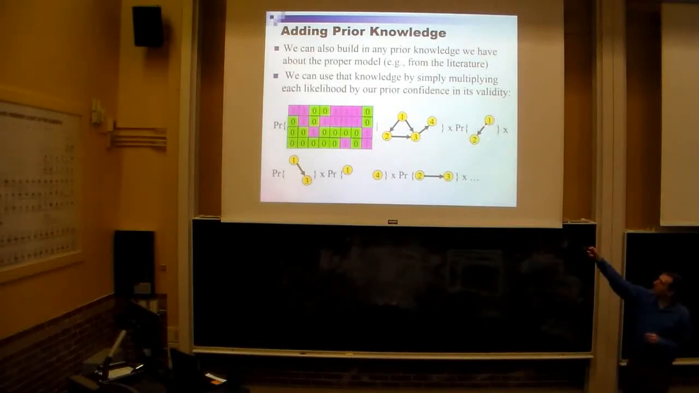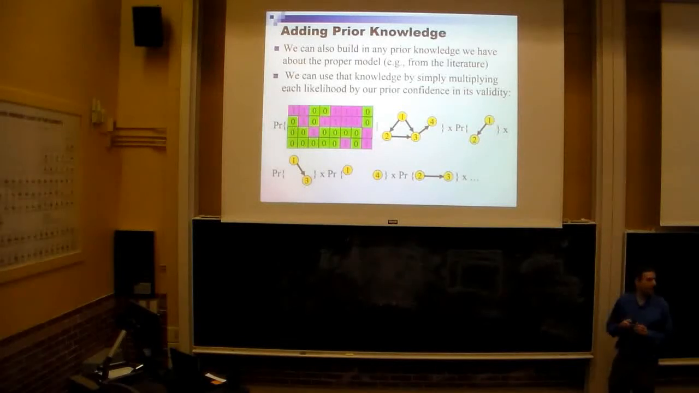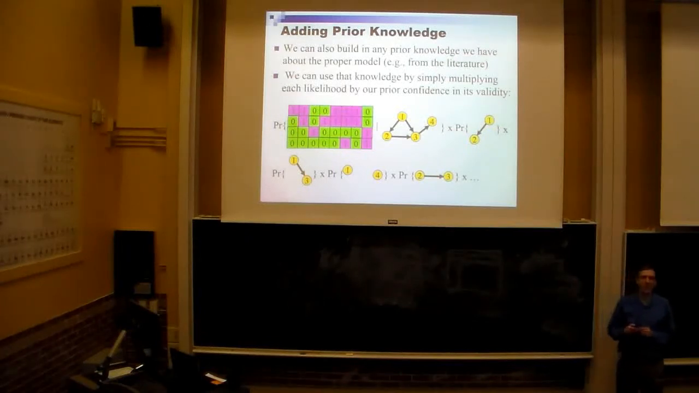So if we have a database that tells us that gene 1 regulates gene 2, we would want to decide how much confidence to put in that. Maybe we are 90% confident that the database is right. So we would then multiply a model that has that interaction by 0.9, 90%, to weight that model to favor the information we already had.